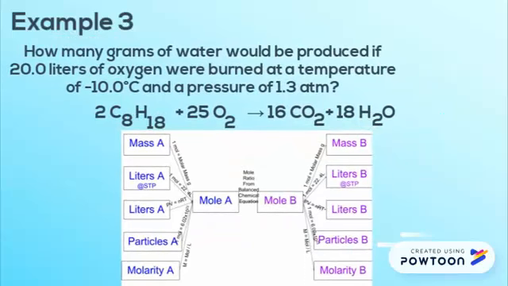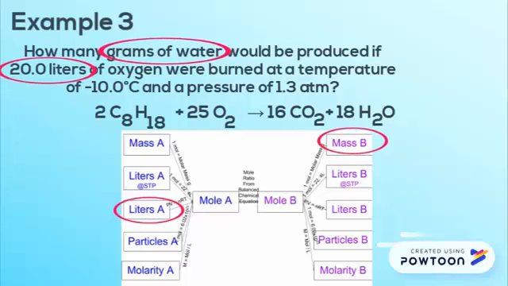Let's try example 3. So first we want to figure out where we're starting. We are given 20 liters of oxygen gas. We're starting at liters of A, not at STP. So we need to use the ideal gas law first to solve for moles. Then we're going to use our mole ratio to get to moles of water. And then finally we want to use our molar mass to get to the mass of water.